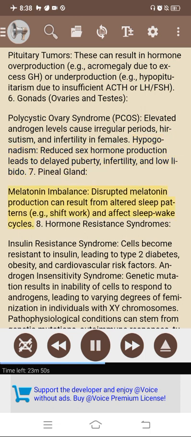7. Pineal gland. Melatonin imbalance. Disrupted melatonin production can result from altered sleep patterns, e.g., shift work, and affect sleep-wake cycles.